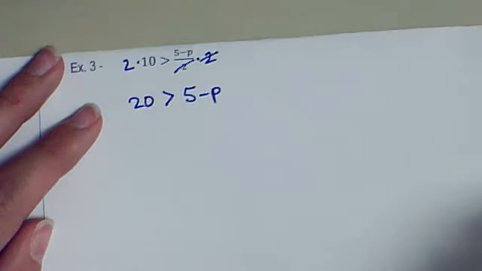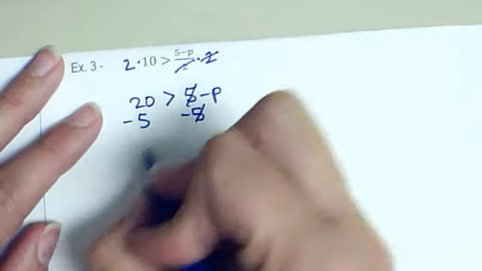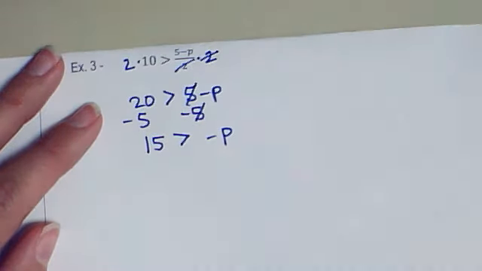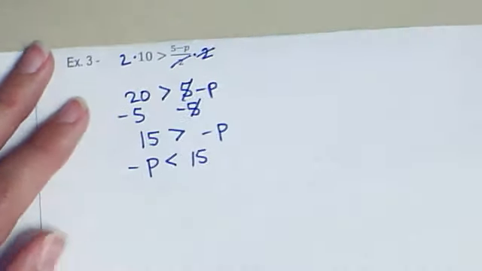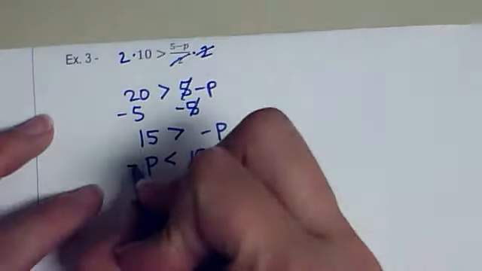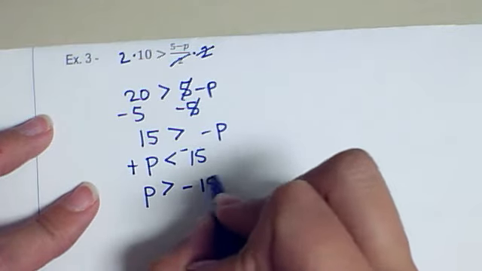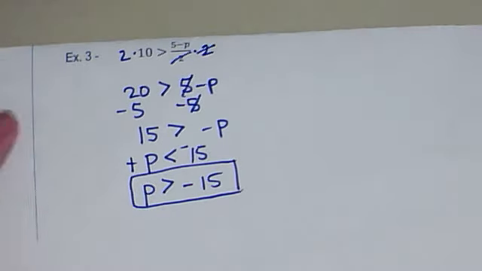My next step is to get rid of the 5 because it's being added to that negative p, so I'm going to subtract 5 from both sides. And I have 15 is greater than negative p. Let's go ahead and twist that around. So I'm going to write negative p is less than 15. I really didn't change anything there, guys. I just moved the variable to the other side so we could be more comfortable with that. And then I'm going to flip my negative, and remember when I flip my signs, I also have to flip the inequality. So I have p is greater than negative 15.